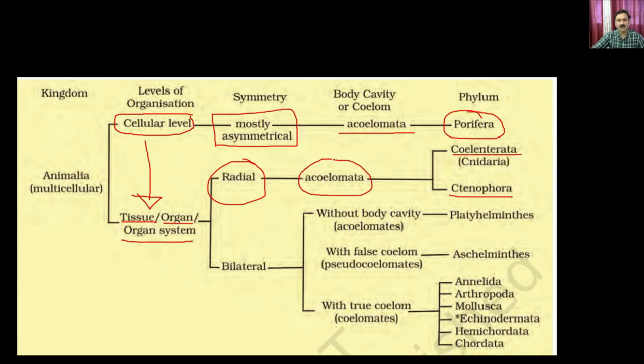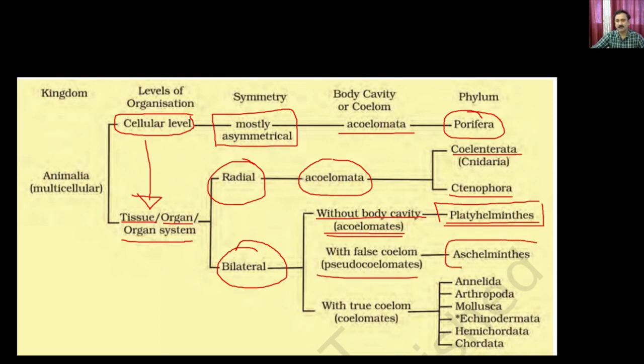And then we discussed the organ and organ system level of organization. Within that, we discussed bilateral symmetry, and organisms which do not contain a body cavity, like acoelomates. The classical example we discussed is the Platyhelminthes. We discussed Taenia solium and the characteristics of Platyhelminthes. And then we discussed the pseudocoelomates, and within the pseudocoelomates, we also discussed the Aschelminthes. So with this, I would like to conclude my lecture here.